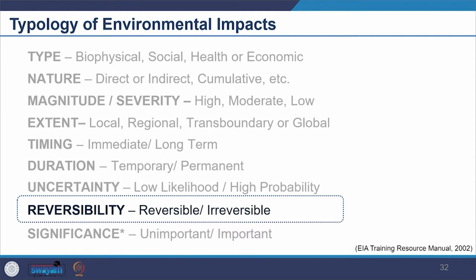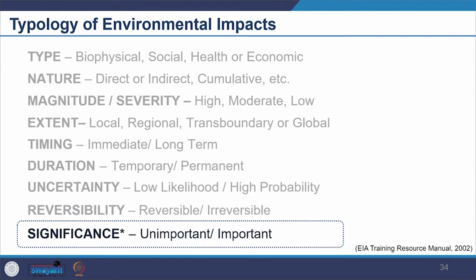Based on the significance of the impact, while you look at all these aspects, the impact is evaluated: whether it is important or not important, what type it is, when it will happen, what is the likelihood of its happening, and what is the certainty involved in this. Taking all these in context, you make a decision on the significance of the impact.